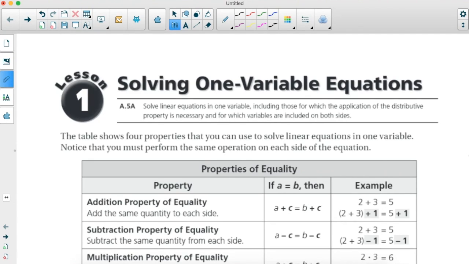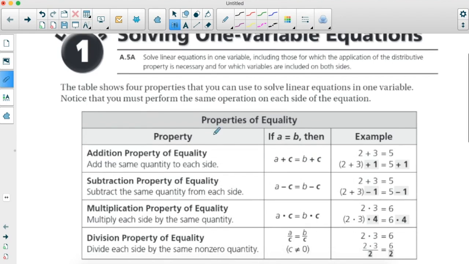This is Miss Byrd. Today we're going to be talking about solving one variable equations. So our TEK today for Algebra 1 is A.5a. It says solve linear equations of one variable, including those for which the application of the distributive property is necessary and for which variables are included on both sides.